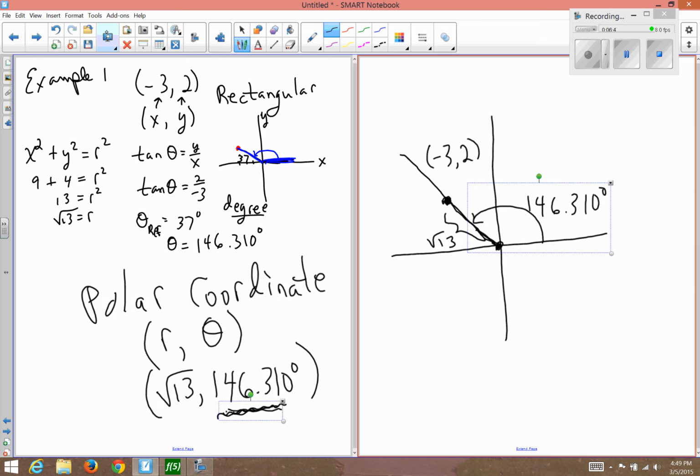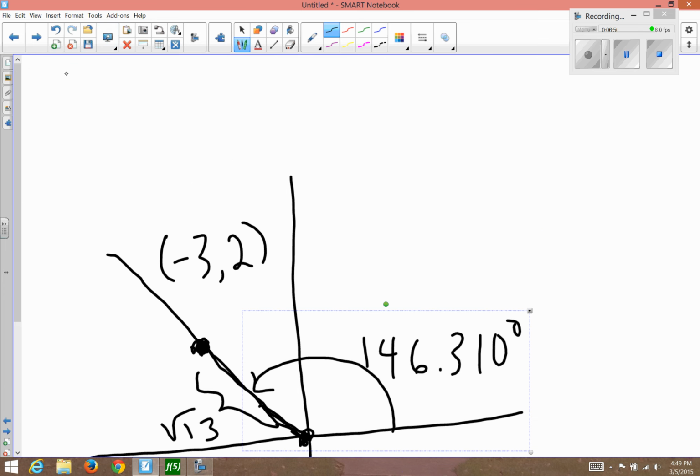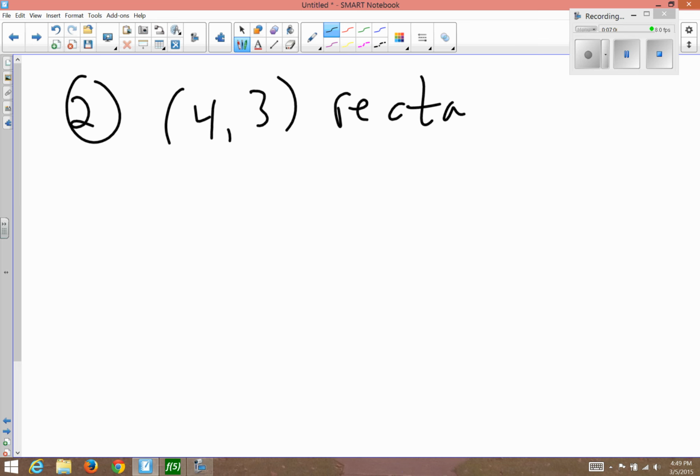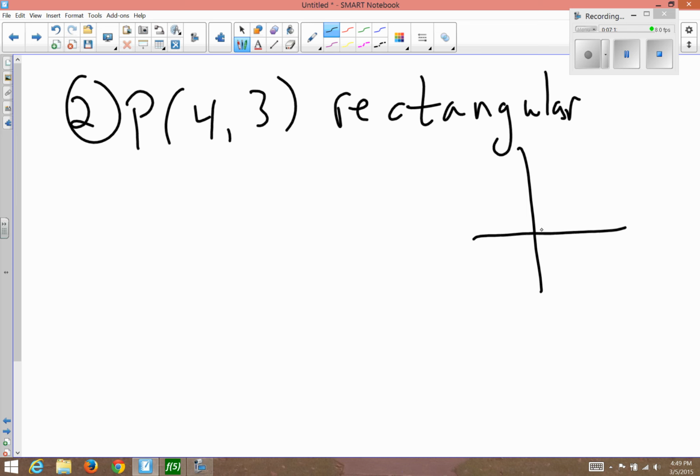Example 2. The point is 4, 3. Those are rectangular. It says that in the question. And we want this point, they call it P, in polar form. The point 4, 3 is in the first quadrant. Find the polar form just means find the r and the theta.